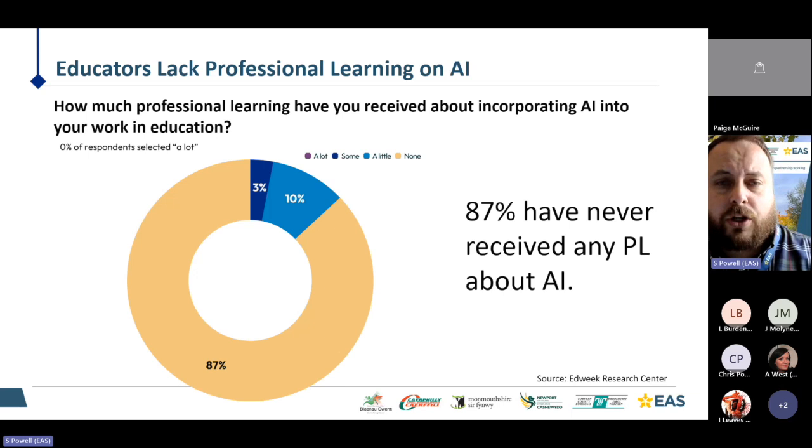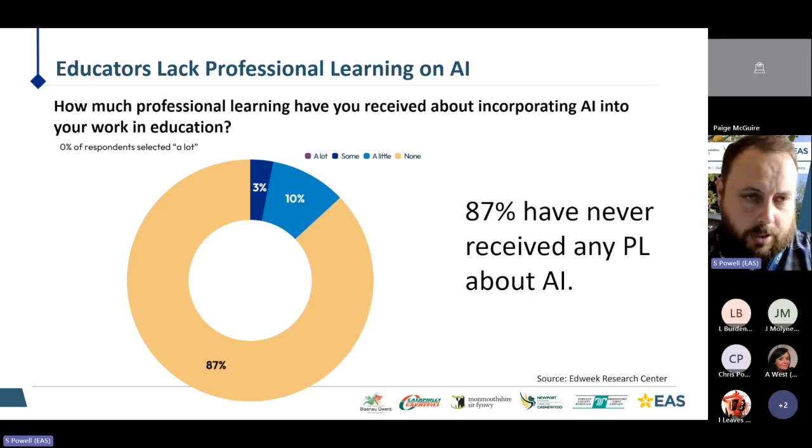In terms of professional learning, 87% of educators have cited that they never received any professional learning about AI. I suppose you being here tonight is a starting point for that. But again, we can't just expect our educators to go into using AI without having an understanding of what AI is and how it can be used effectively.